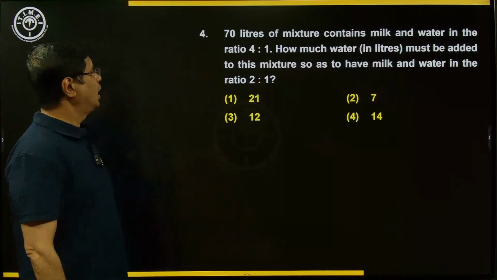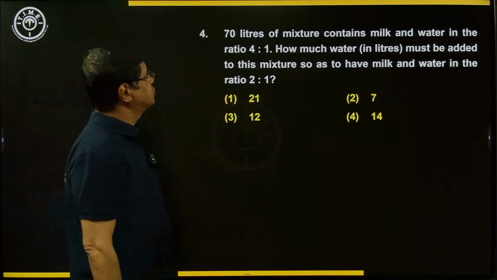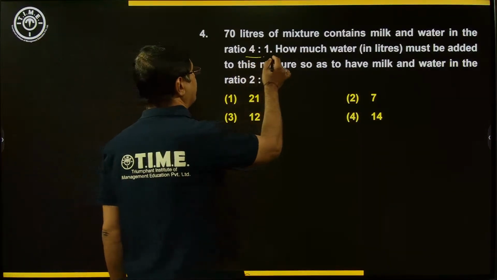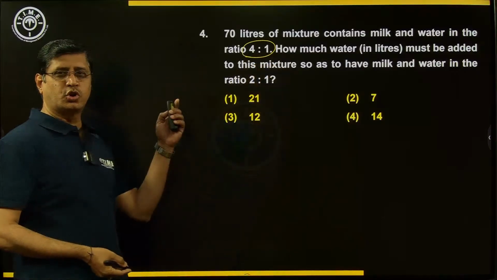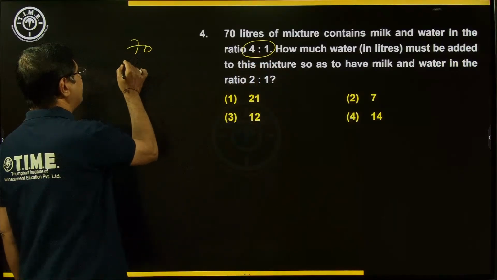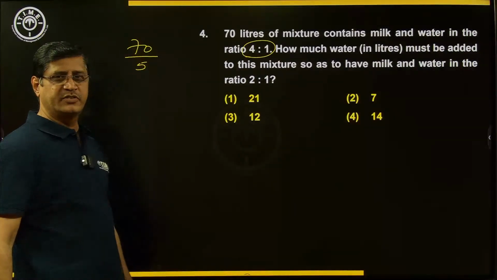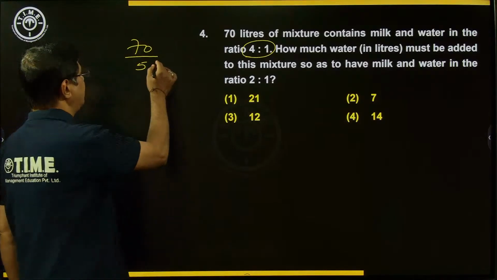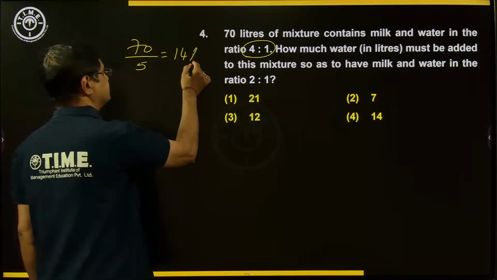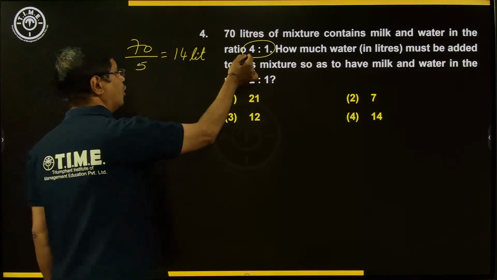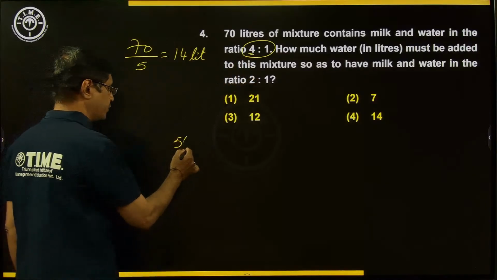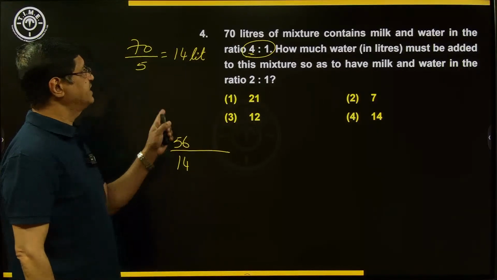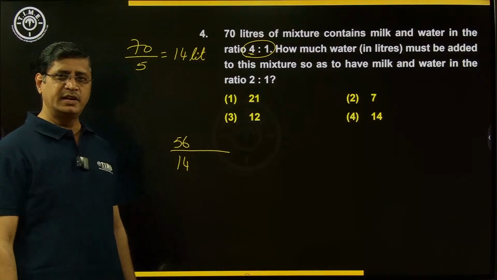Now look at the next example on your screen. 70 liters of mixture contains milk and water in the ratio 4:1. 4:1 is the ratio, means the total quantity 70. Now 70 liters divided by sum of the ratios. Sum of the ratios is equal to 4 plus 1, that is 5. Simplify, 1 part is equal to 14 liters. 1 part 14 liters means 4 parts, 4 into 14, that is 56 liters. And next 14 liters. So what is that? 56 is the milk and 14 liters is the water.